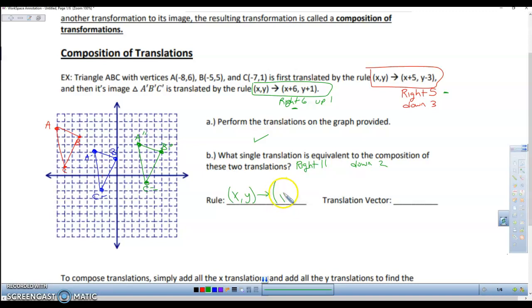This time, I could do it all in one move if I went right 11, and then y down 2. For a translation vector, that's a word pair rule, for that translation vector, it will be 11, comma, negative 2. That's it. Pretty straightforward. It's just kind of saving you that middle step. And that's what a composition of translations is.